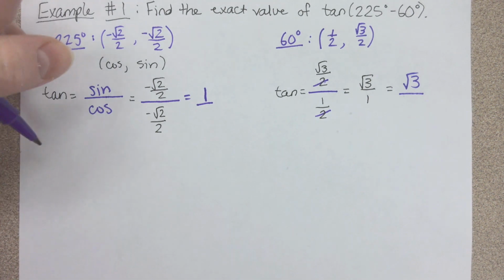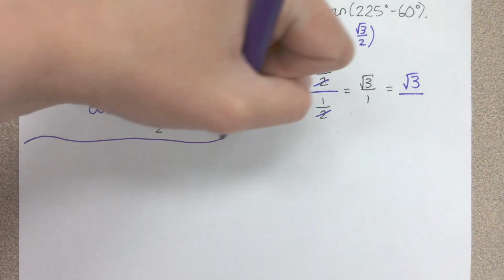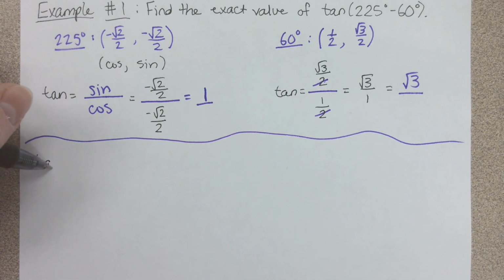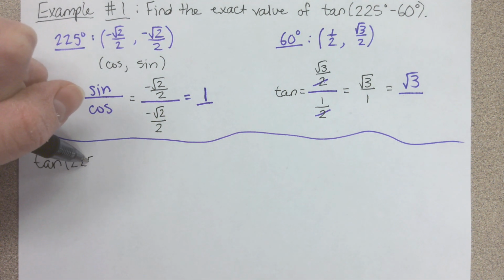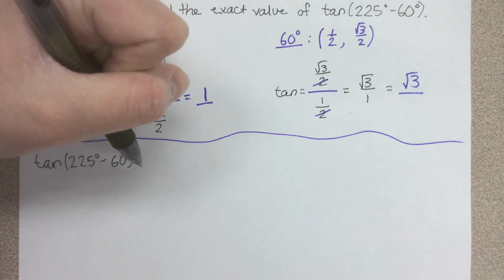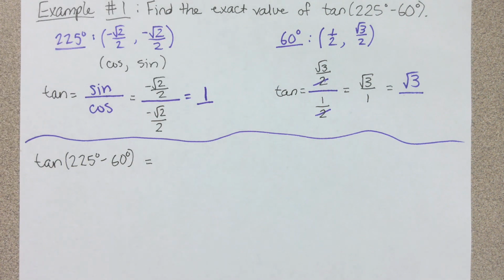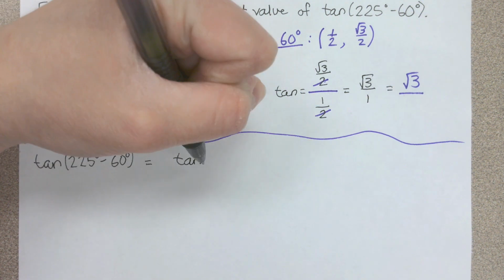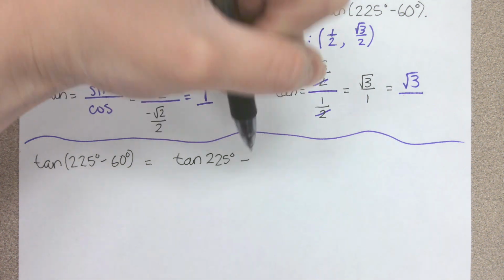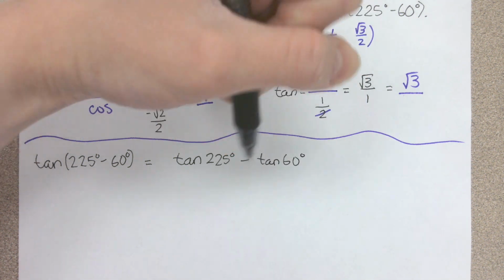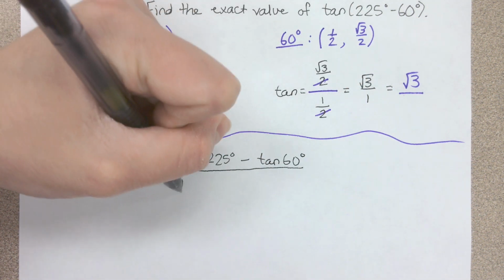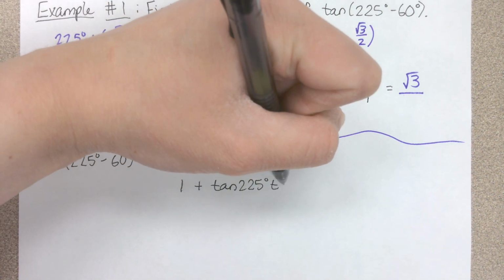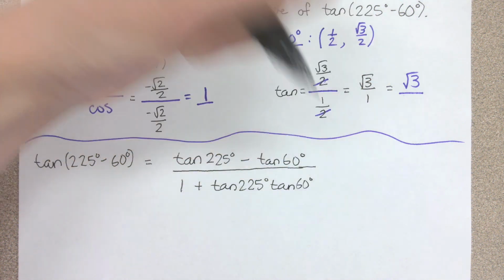Okay, we've kind of done the work ahead of time. Now we will do the expansion and plugging things in. Tangent of 225 minus 60 equals, and we'll set up our expansion using the formula from the slide. Tangent of 225 minus tangent of 60 over 1 plus tangent of 225, tangent of 60. It's multiplication here, so there's no symbol between those two.